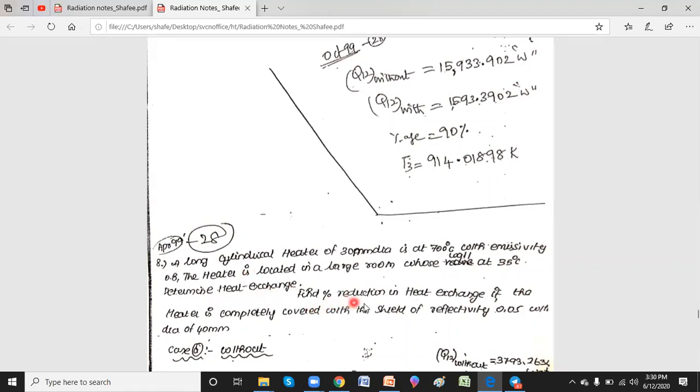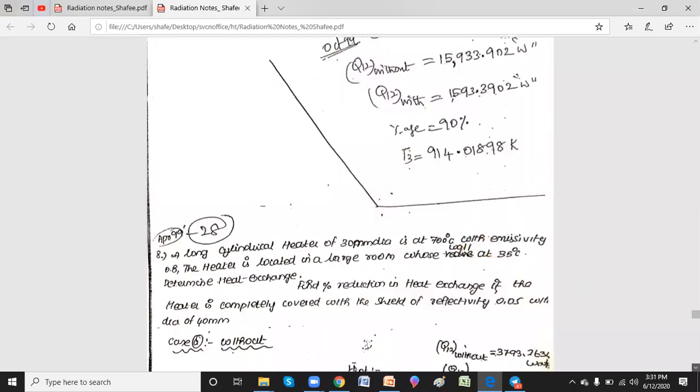Now what is the percentage reduction in heat exchange if the heater is completely covered with one more shield? So one cylinder with one more covering, concentric cylinders, with a shield of reflectivity 0.05 and a diameter of 40 mm. This is slightly different. Instead of three concentric surfaces, you have two concentric cylinders, and the last one is like a room.